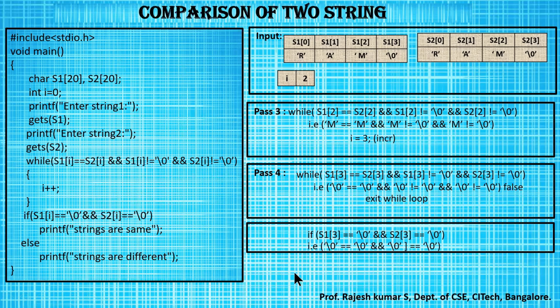If both the conditions are true, yes, the condition is true, then students, this bracket is not there. Please ignore this bracket over here. If both the conditions are true, I'll print strings are same. Okay, this is the logic of a program to compare two strings.